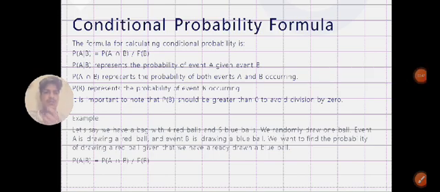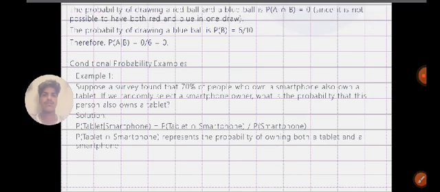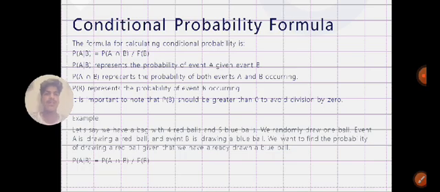Conditional probability formula. The formula for calculating conditional probability is P of A by B equals P of A intersection B by P of B. P of A by B represents the probability of event A given event B.